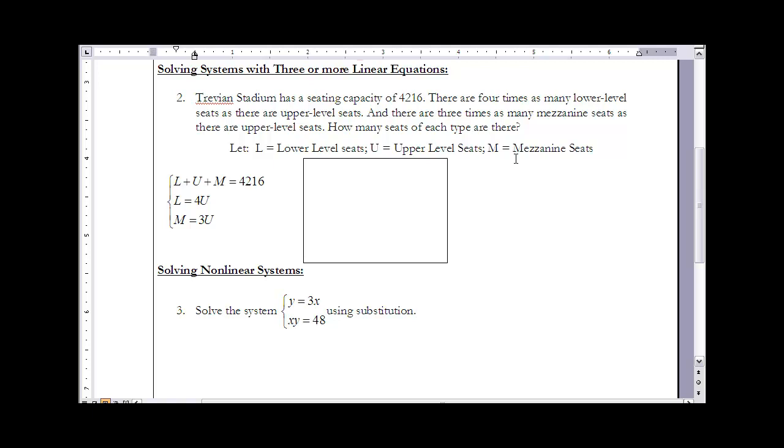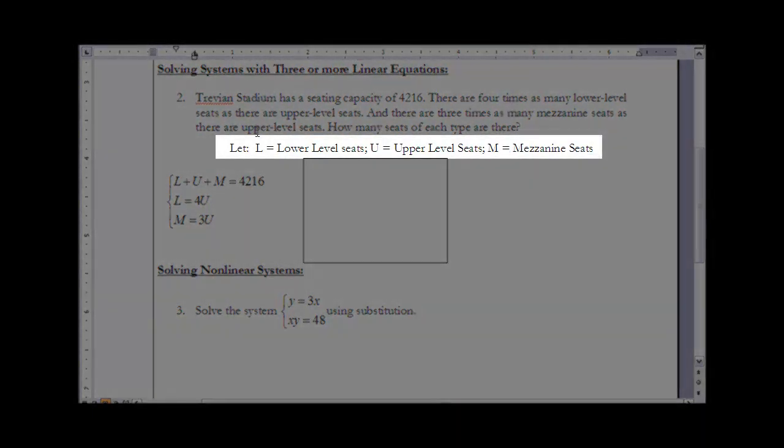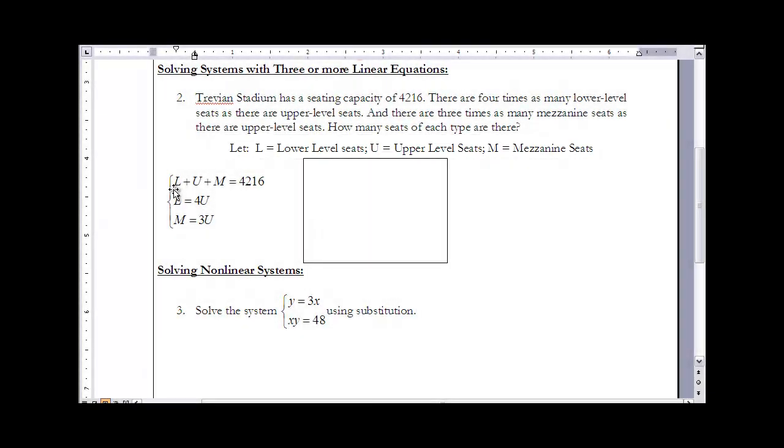Okay. Well, just for the setup here, I'm going to lay out what I want to do. There are 3 things I want to find: the lower level seats, the upper level seats, and the mezzanine seats. So I'm going to let these variables equal each one of those: L for lower, U for upper, and M for mezzanine. Since there are only those 3 types of seats in the stadium, one equation I can write is L plus U plus M has to be equal to the total number of seats.